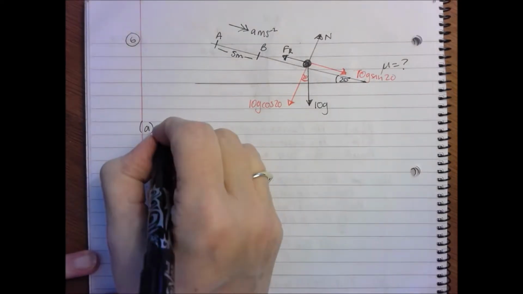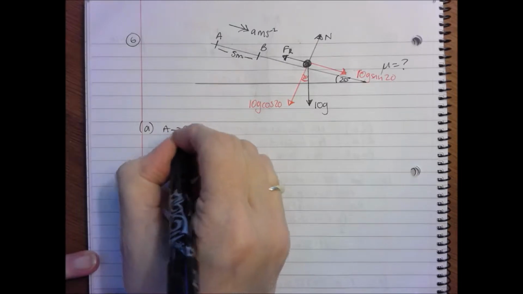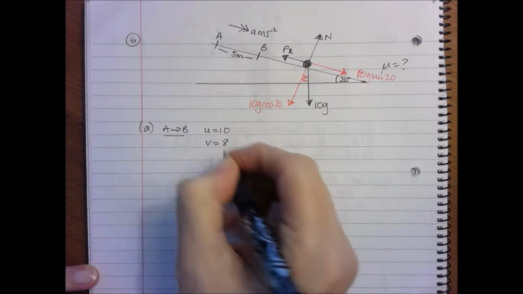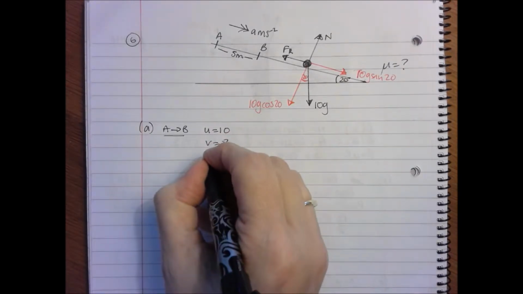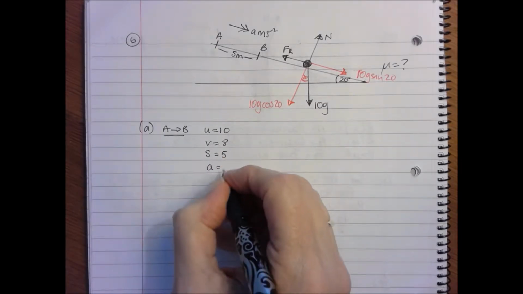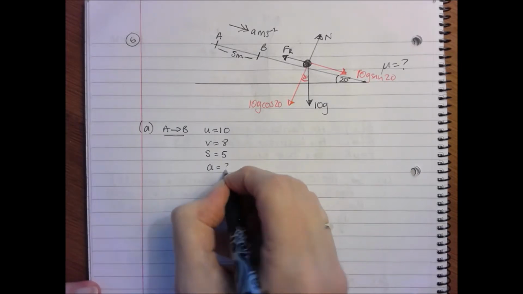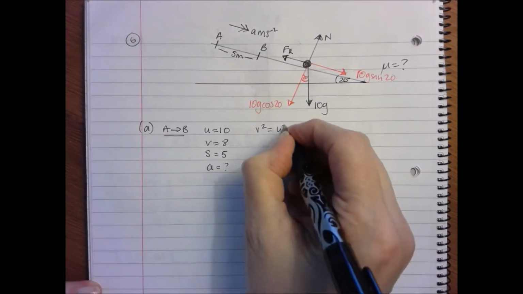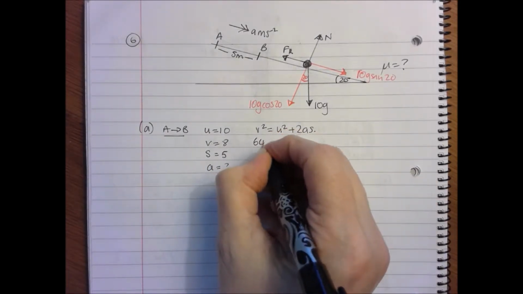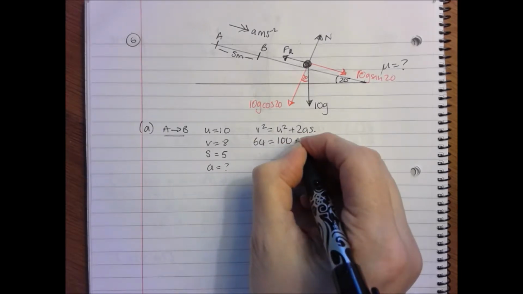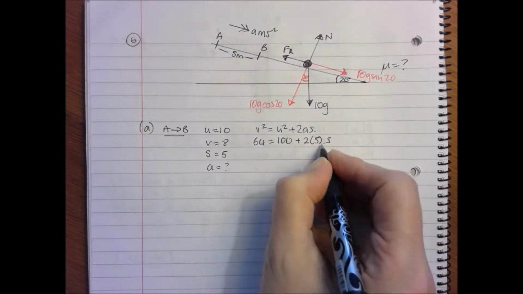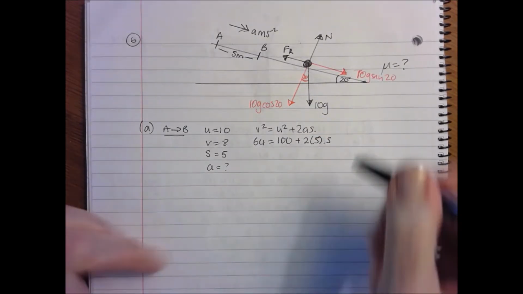So I need to consider what happens on the journey from A to B. So I know that my initial velocity is 10. I know that my final velocity is 8 because that's what I'm told in the question. I know that the distance travelled is 5 meters, and I want to find acceleration. So I'm going to use v squared equals u squared plus 2as. So 8 8s are 64, 10 10s are 100, plus 2 times 5 times s. So 2 times 5 times s, I beg your pardon, that should be 2 times 5 times a.